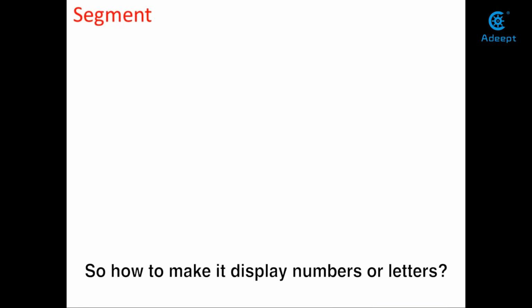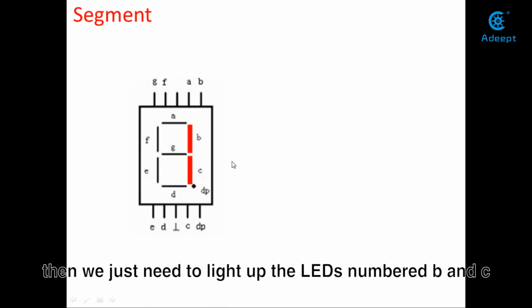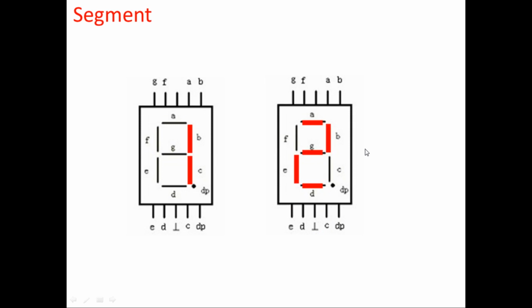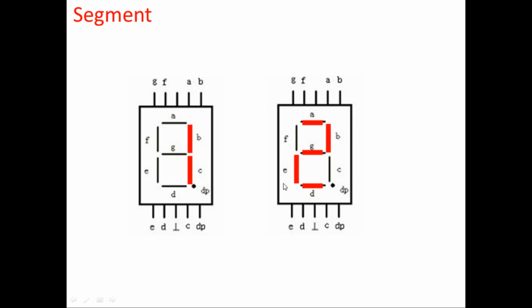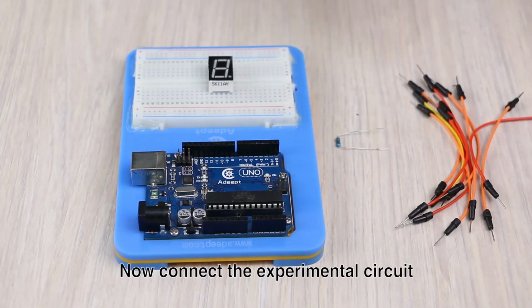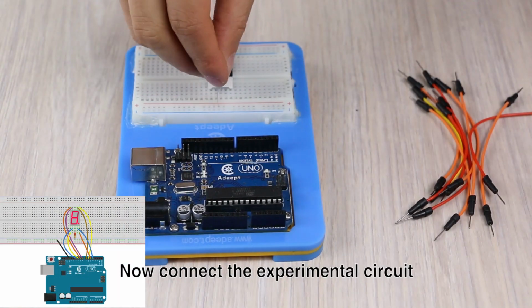So how do we make it display numbers or letters? You may already know. For example, if we want the digital tube to display 1, then we just need to light up the LEDs B and C. To display number 2, we just need to light up A, B, G, E, and D. The others are the same. Now connect the experimental circuit.